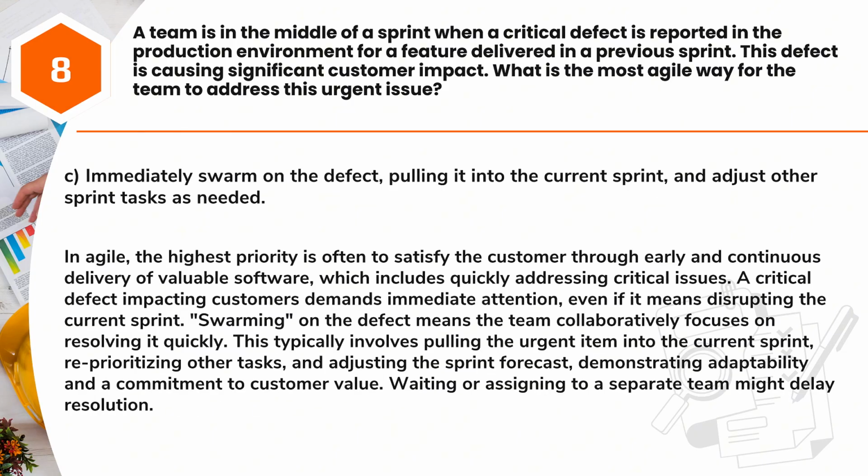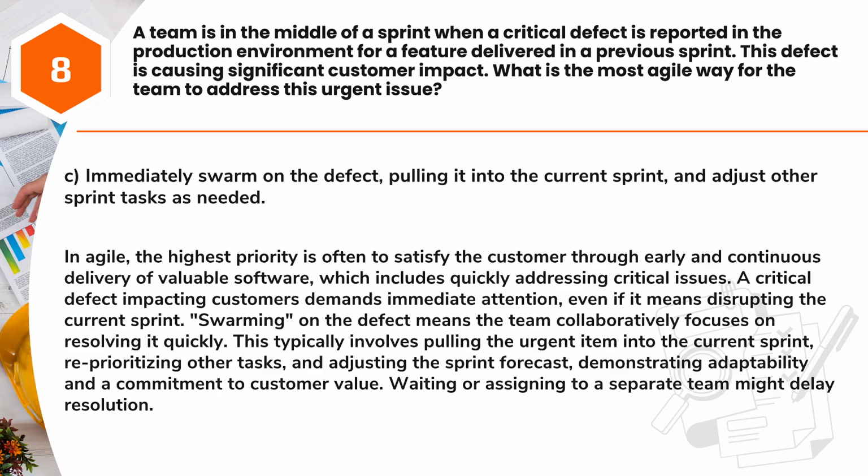Answer: C. Immediately swarm on the defect, pulling it into the current sprint, and adjust other sprint tasks as needed. In Agile, the highest priority is often to satisfy the customer through early and continuous delivery of valuable software, which includes quickly addressing critical issues. A critical defect impacting customers demands immediate attention, even if it means disrupting the current sprint.